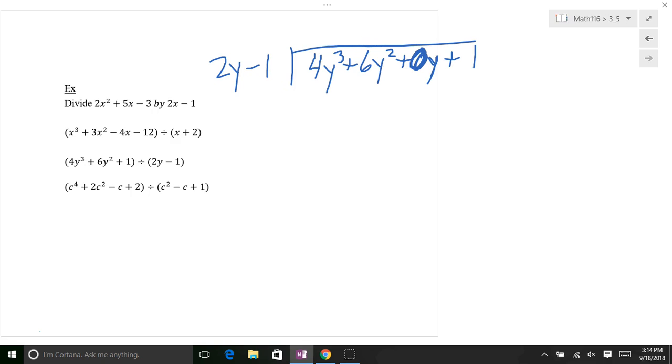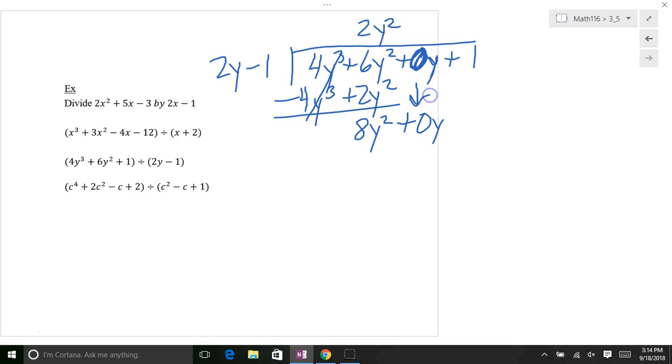Alright, matching the 4y cubed. So what times 2y gives you 4y cubed? That'd be 2y squared. So 2y squared times 2y is 4y cubed. 2y squared times negative 1, negative 2y squared. Again, don't forget to change those signs. Bring down the 0y. Now I'm matching the 8y squared. So 4y times 2y is 8y squared. 4y times negative 1, negative 4y. Don't forget to change those signs.